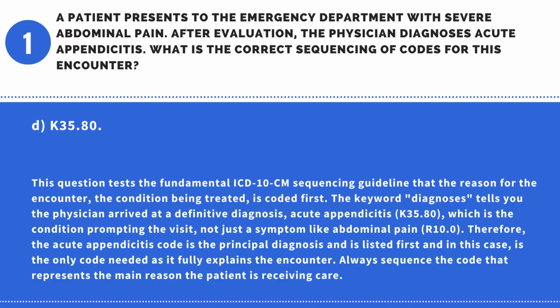Therefore, the acute appendicitis code is the principal diagnosis and is listed first, and in this case, is the only code needed as it fully explains the encounter. Always sequence the code that represents the main reason the patient is receiving care.